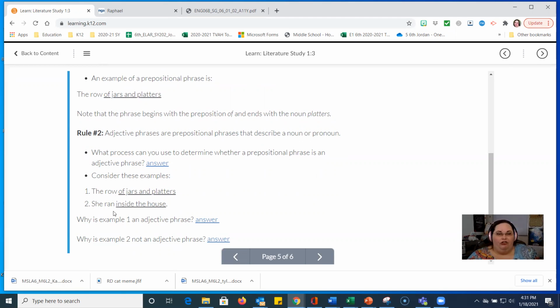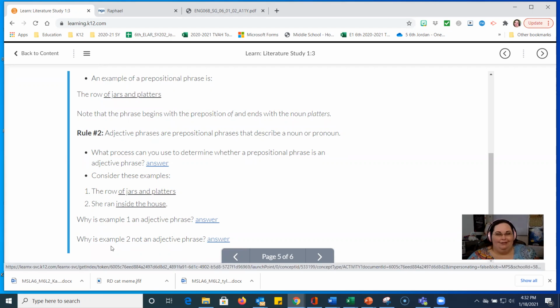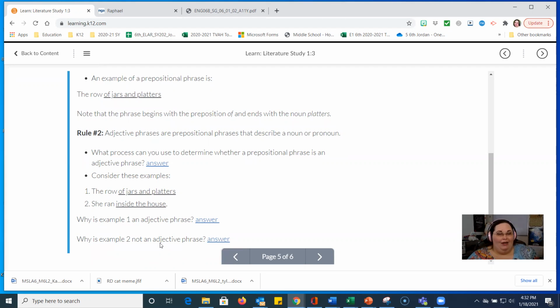Number 2, she ran inside the house. Why is example 1 an adjective phrase? Click your answer to see if you're right. Why is example 2 not an adjective phrase? Click your answer. And click on the answer to see if you're right.